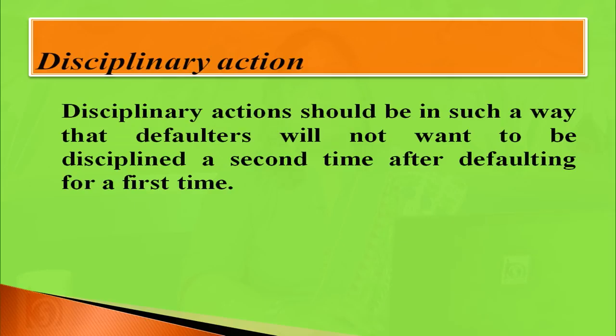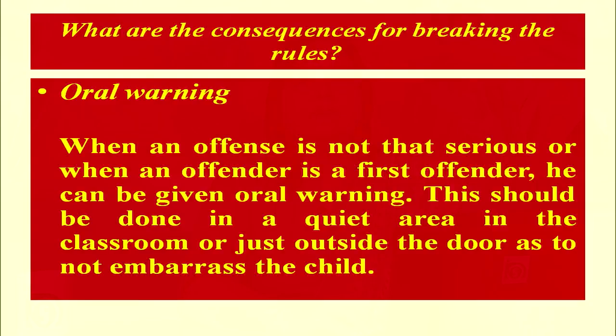Now, some disciplinary actions should be in such a way that defaulters will not want to be disciplined a second time after defaulting the first time. First one is oral warning. When an offence is not that serious or when an offender is a first offender, he can be given an oral warning. This should be done in a quiet area in the classroom or just outside the door so as not to embarrass the child.